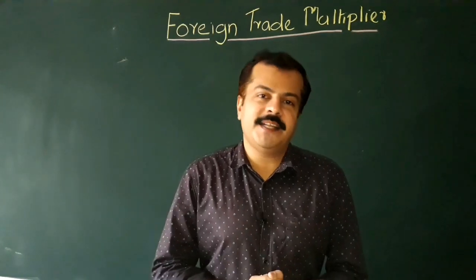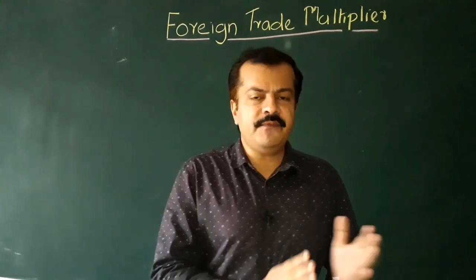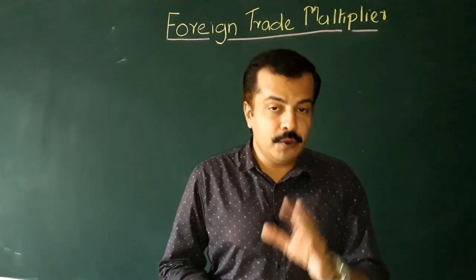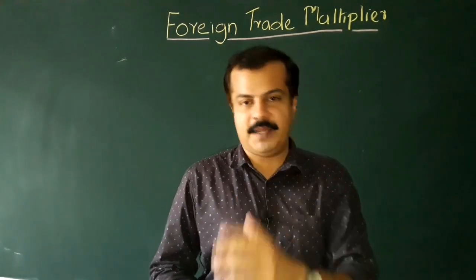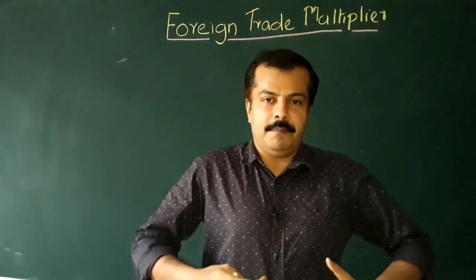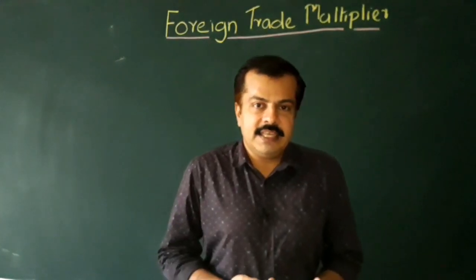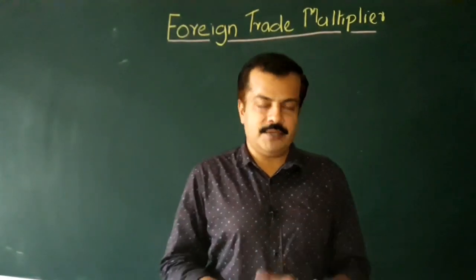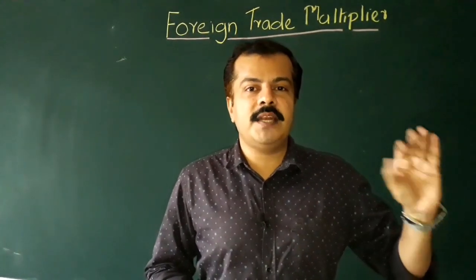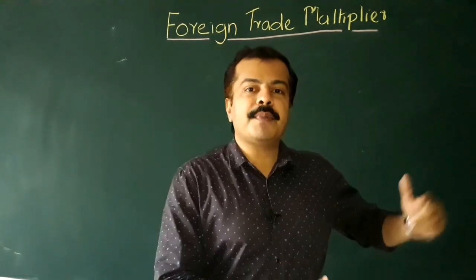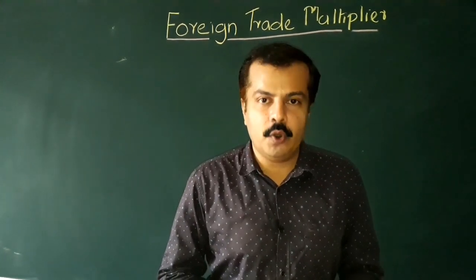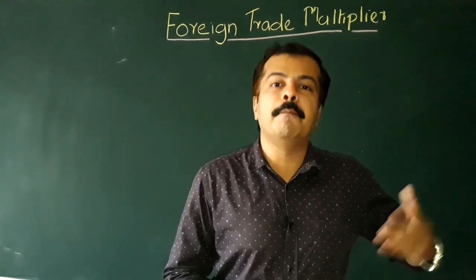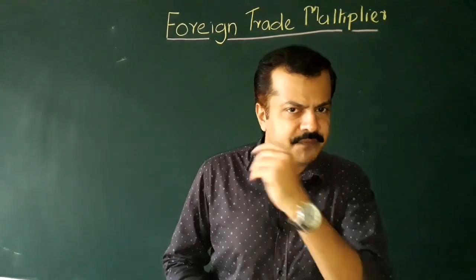The foreign trade multiplier works almost the same way as the investment multiplier popularized by J.M. Keynes. We know the Keynesian multiplier or the investment multiplier. The investment multiplier says that if the marginal propensity to consume is greater than zero, an increase in investment will lead to more than proportionate increase in the income, or income will increase in a multiple fashion. That's the idea behind the investment multiplier.